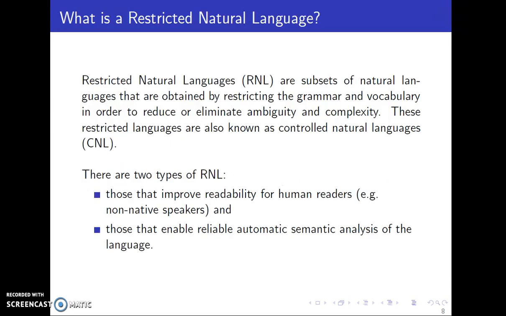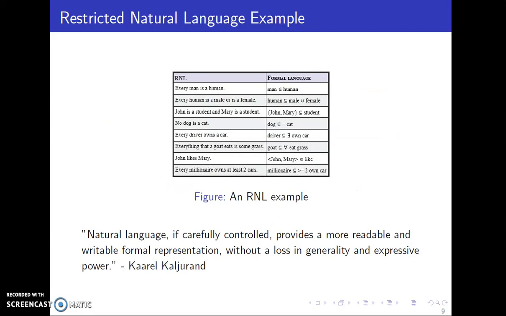Let's see, what is a restricted natural language? A restricted natural language is a subset of natural language that is obtained by restricting the grammar and vocabulary in order to reduce or eliminate ambiguity and complexity. These restricted natural languages are also known as controlled natural language. There are two types of restricted natural language: those that improve readability for human readers, for example non-native speakers like me, and those that enable reliable automatic semantic analysis of the language.